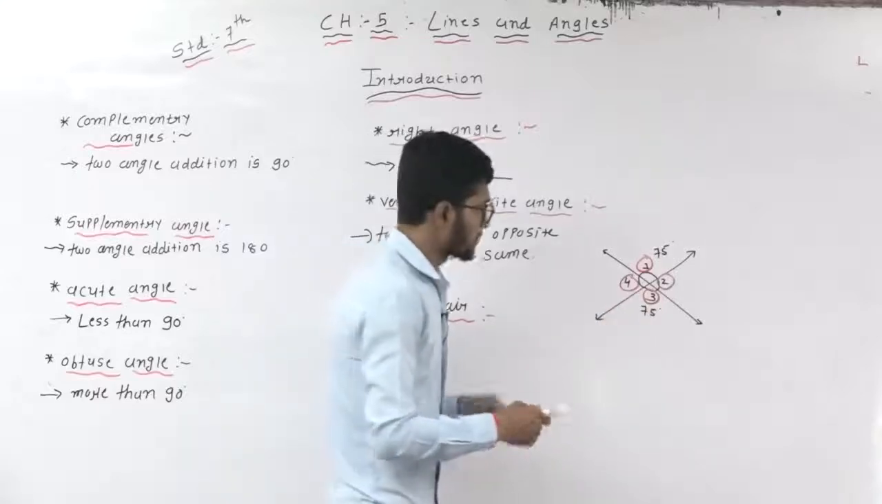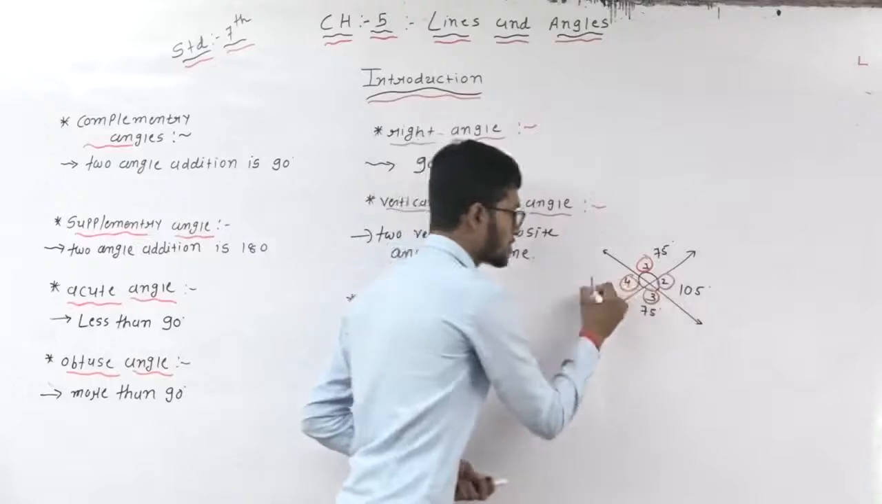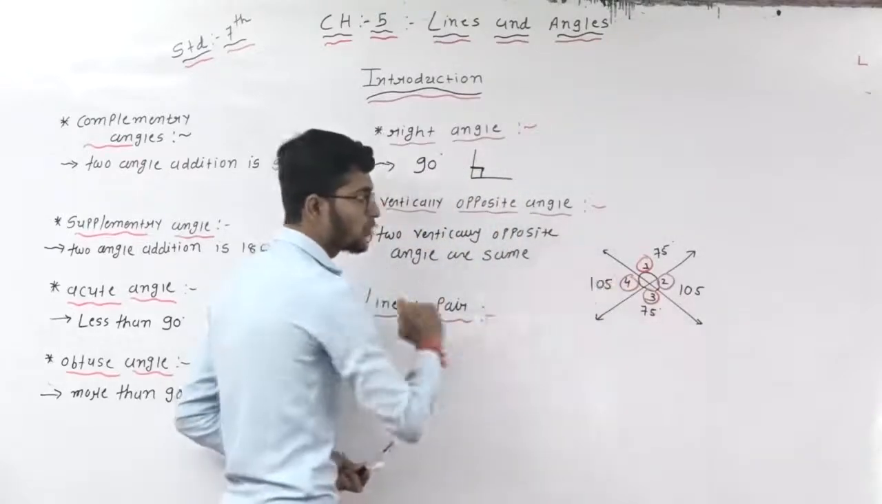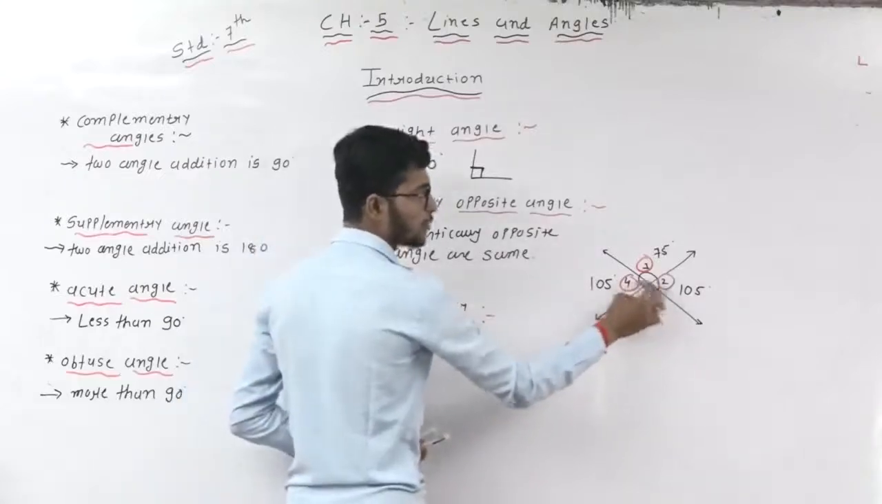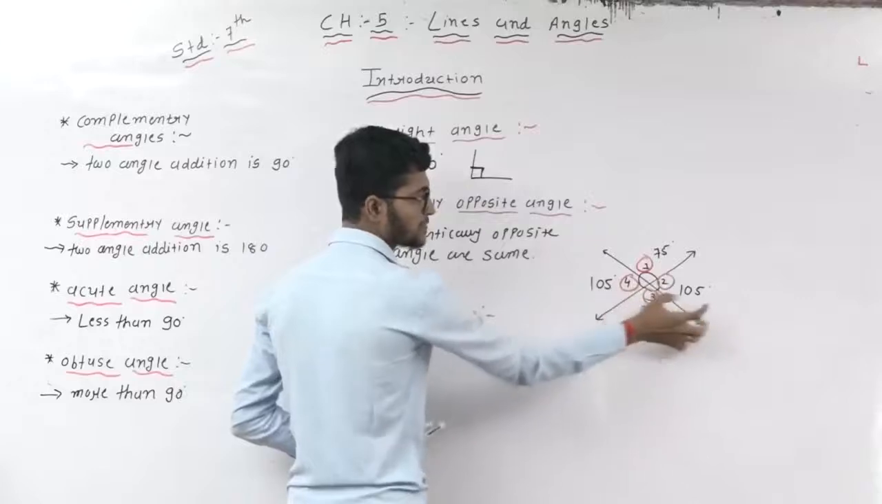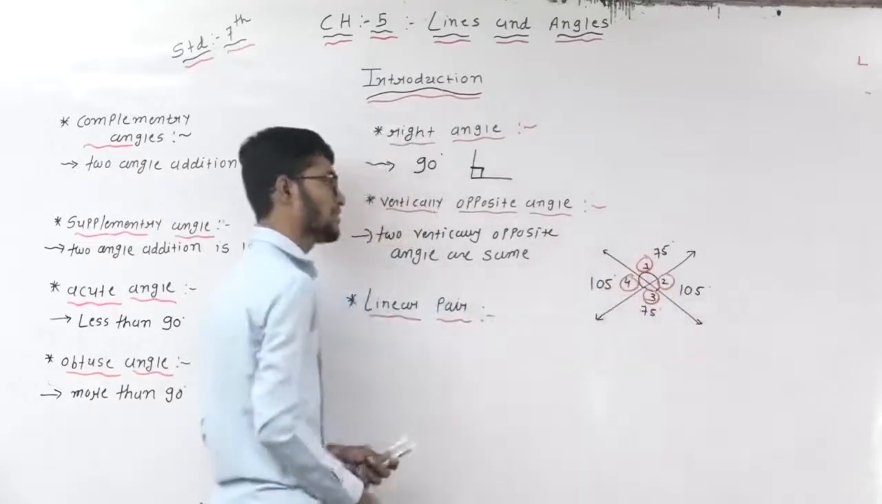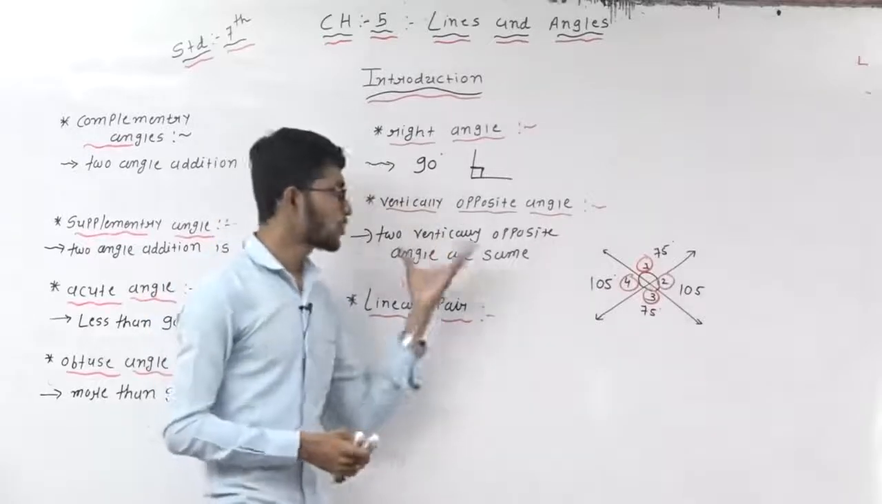Same for, suppose this one is 105. So angle 4 is also 105. So angle 2 and angle 4, these are also vertically opposite. These two are opposite angles. So 2 and 4 are also the same. It means 105, 105. This one is 75, so this one is also 75. It means vertically opposite angles are always the same. So it's called vertically opposite angles.